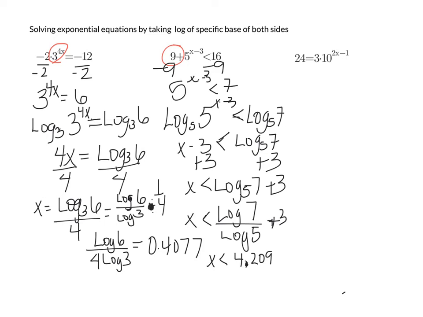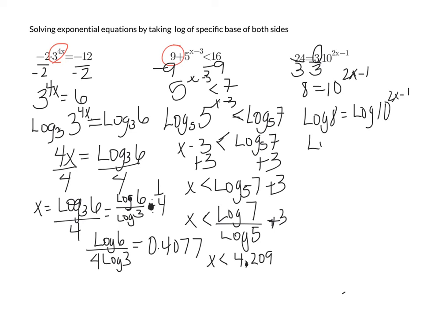So the last problem is 24 equals 3 times 10 to the 2x minus 1. I want to remove that 3, so I'm going to divide by it. It's being multiplied. So 8 equals 10 to the 2x minus 1. Now here I would choose common log because it's base 10, and that's going to be helpful. So log of 8 equals log of 10 to the 2x minus 1. And log 8 equals 2x minus 1. We can add 1. Log 8 plus 1 equals 2x.